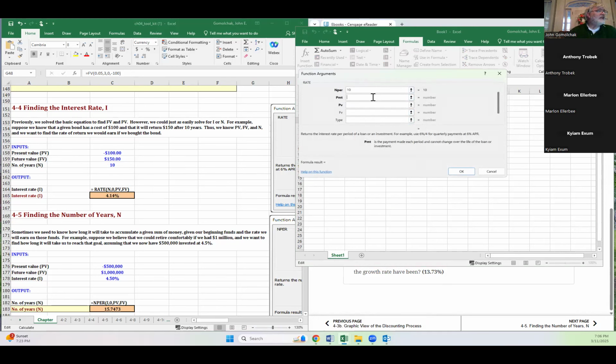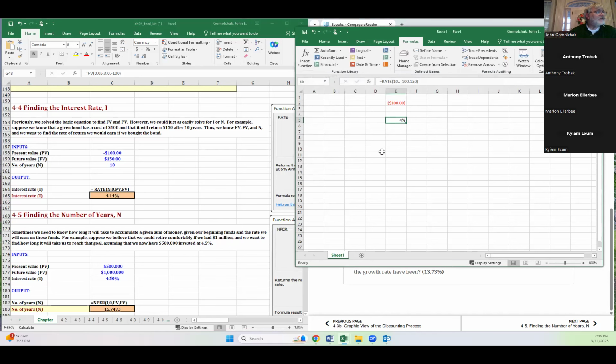Payment. Once again, we're not making payments. This is not an annuity. Present value, we know, is $100. Present value is a negative $100 because we would have to actually expend that $100. Future value is going to be $150. Once again, type we're not going to use because this is not an annuity. Hit OK. 4%.